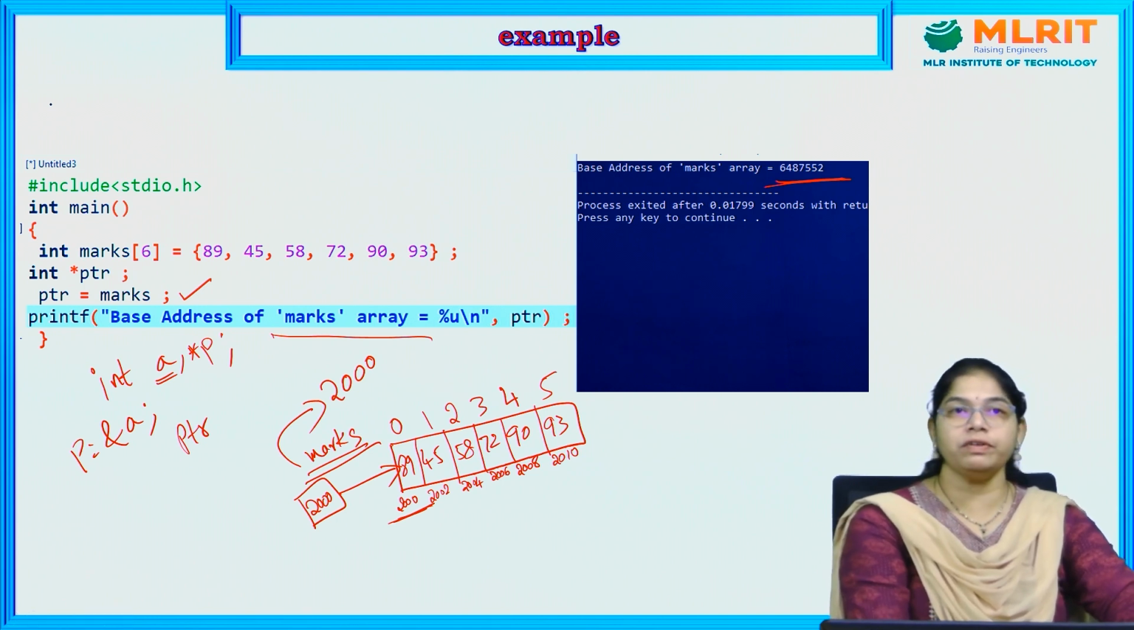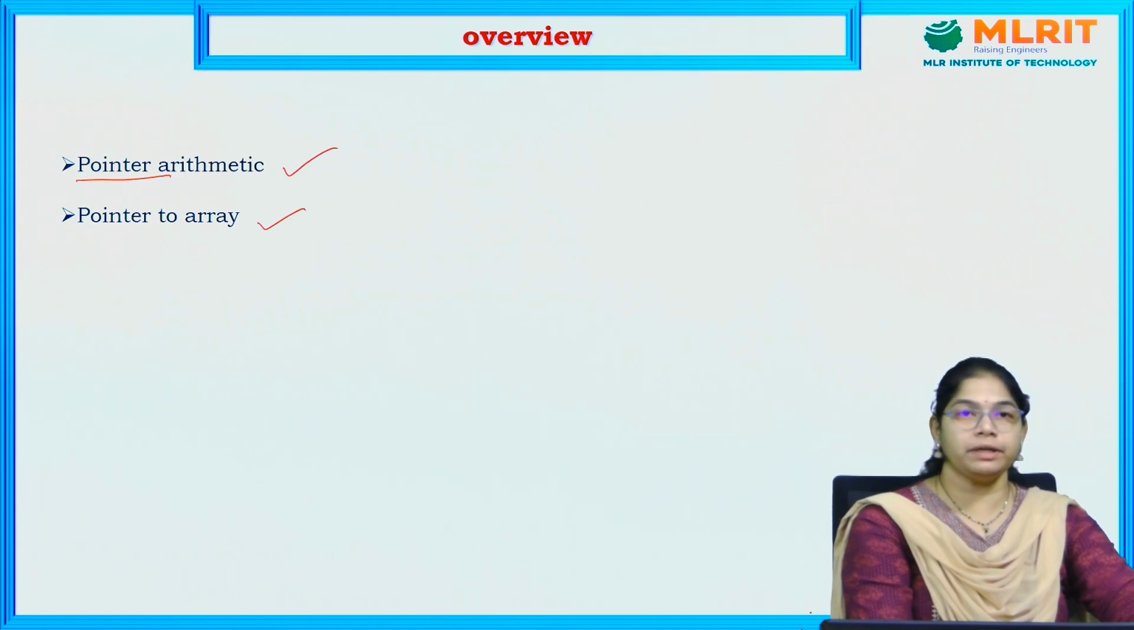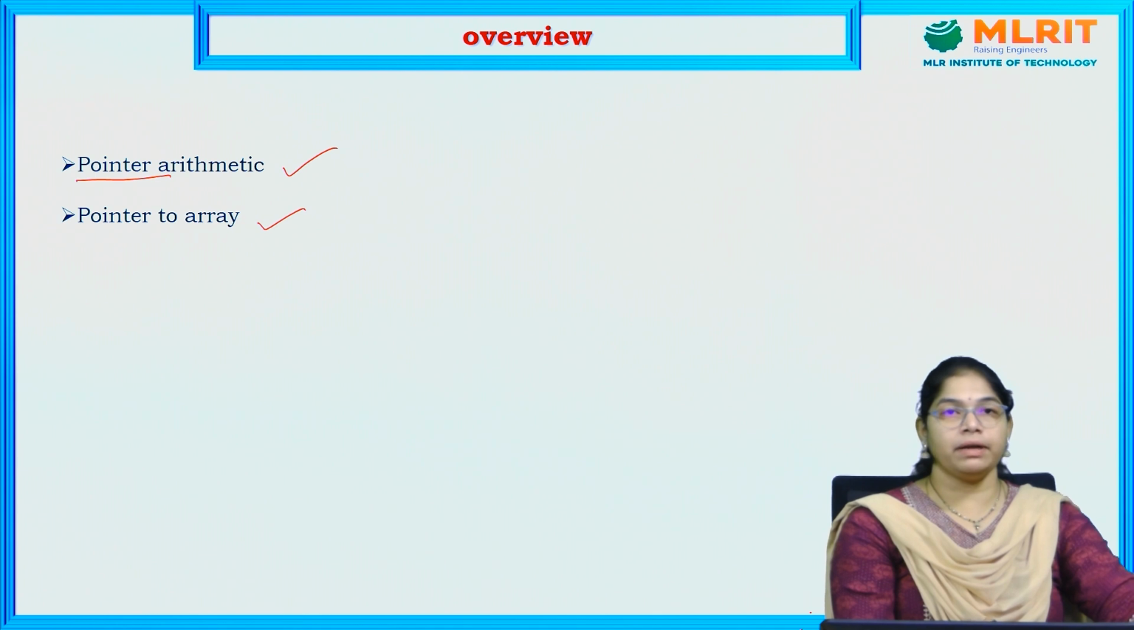So in this session we have seen pointer arithmetic and pointer to array. In the next session, we'll see the parameter passing techniques, that is call by value and call by reference.